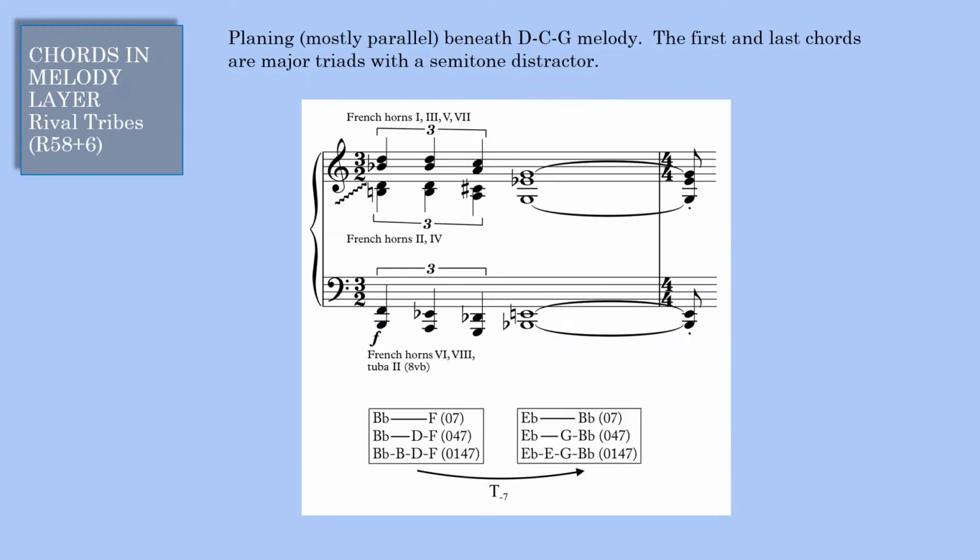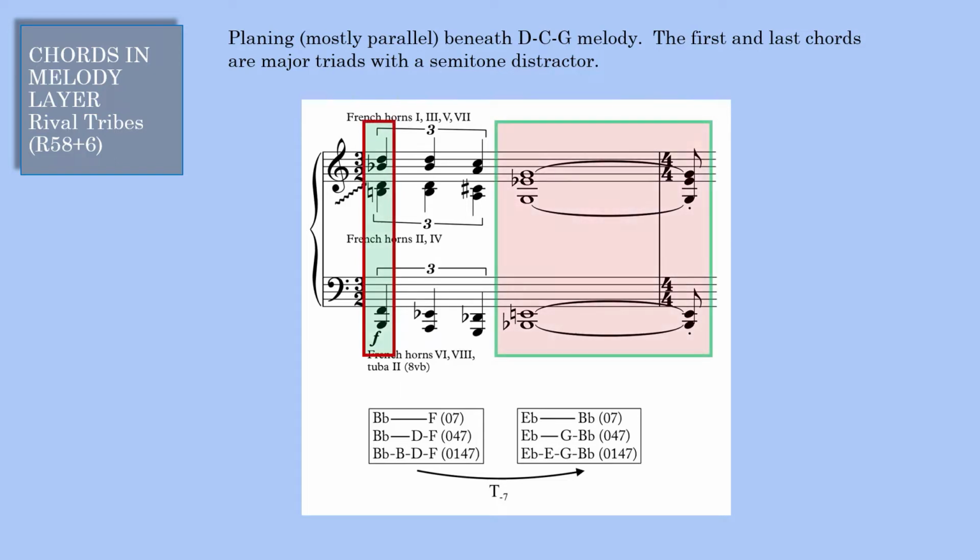Beneath the DCG melody, we hear mostly parallel planing. The first and last chords are T7-related forms of 0147, understood here as major triads with a semitone distractor. The final chord, E-flat major with E natural distractor, recalls the augurs chord.